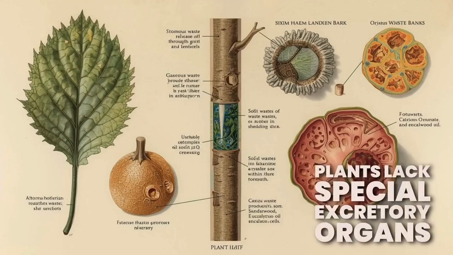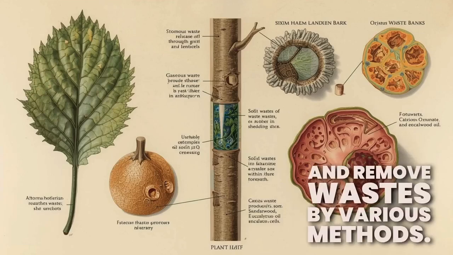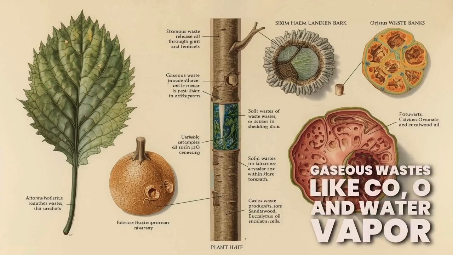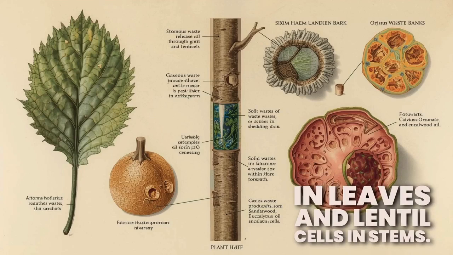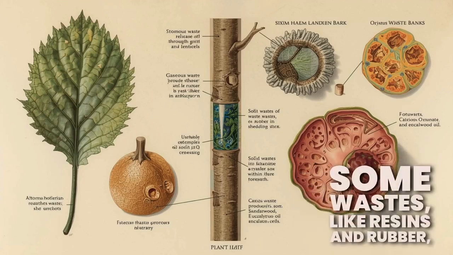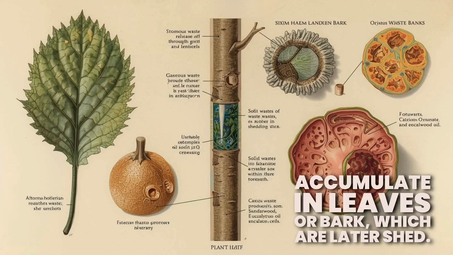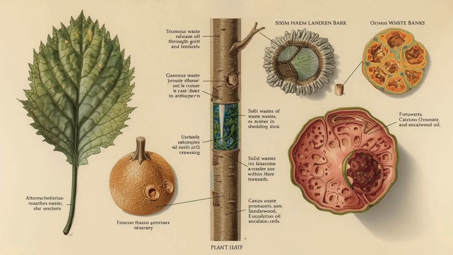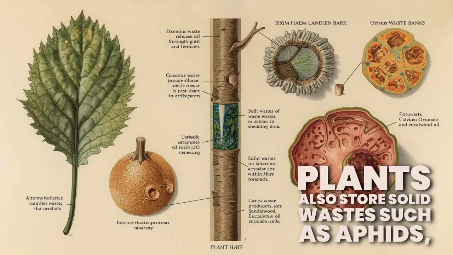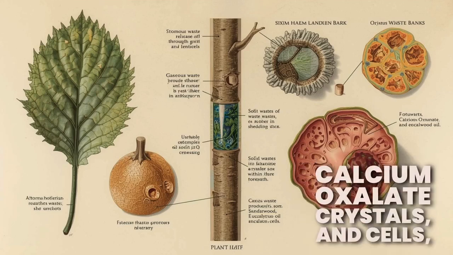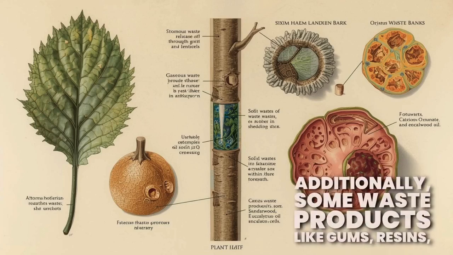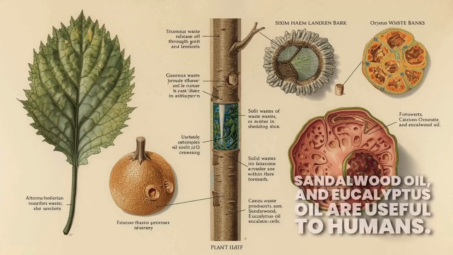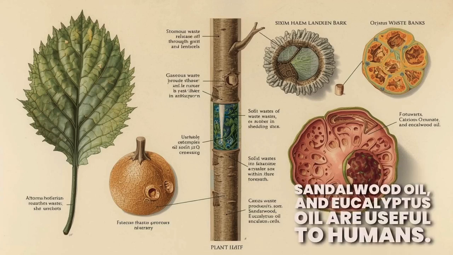Excretion in plants. Plants lack special excretory organs and remove wastes by various methods. Gaseous wastes like CO2, O2, and water vapor from respiration and photosynthesis are released through stomata in leaves and lenticels in stems. Some wastes, like resins and rubber, accumulate in leaves or bark, which are later shed. Plants also store solid wastes such as raphids, calcium oxalate crystals, in cells, which can cause irritation if eaten. Additionally, some waste products like gums, resins, sandalwood oil, and eucalyptus oil are useful to humans.